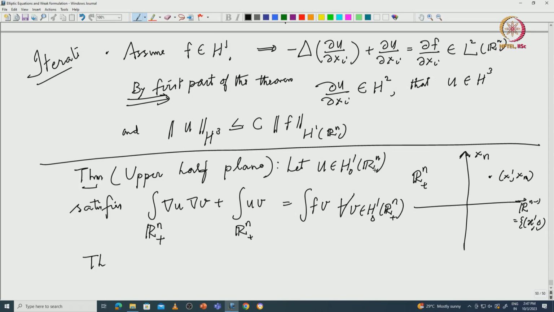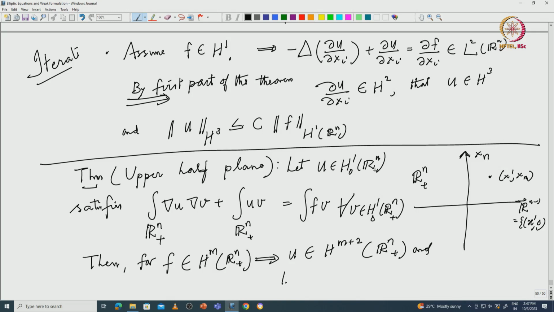We will prove it for the first part, then for f in Hm of R^n plus implies u is in H(m plus 2) of R^n plus, and you have similar estimates: the norm in H(m plus 2) is less than or equal to a constant times the norm of f.